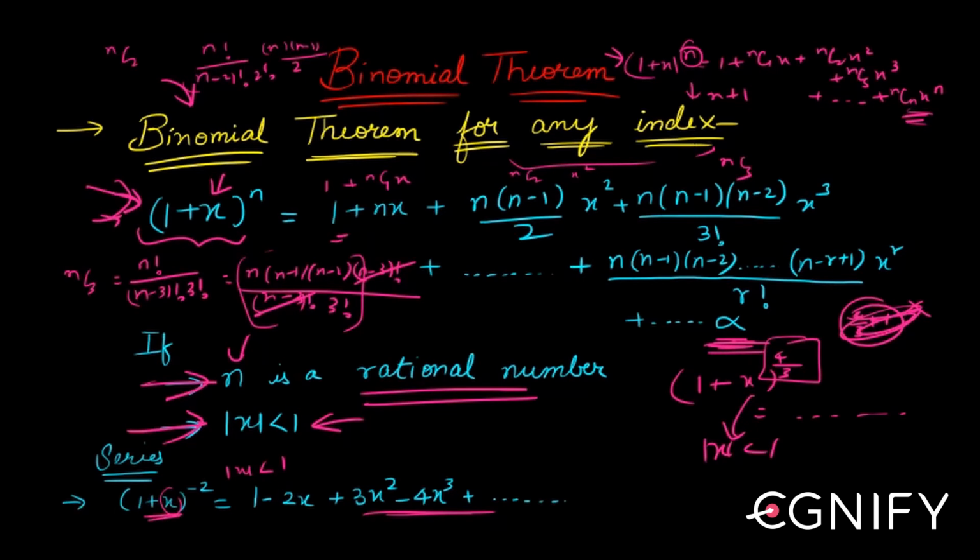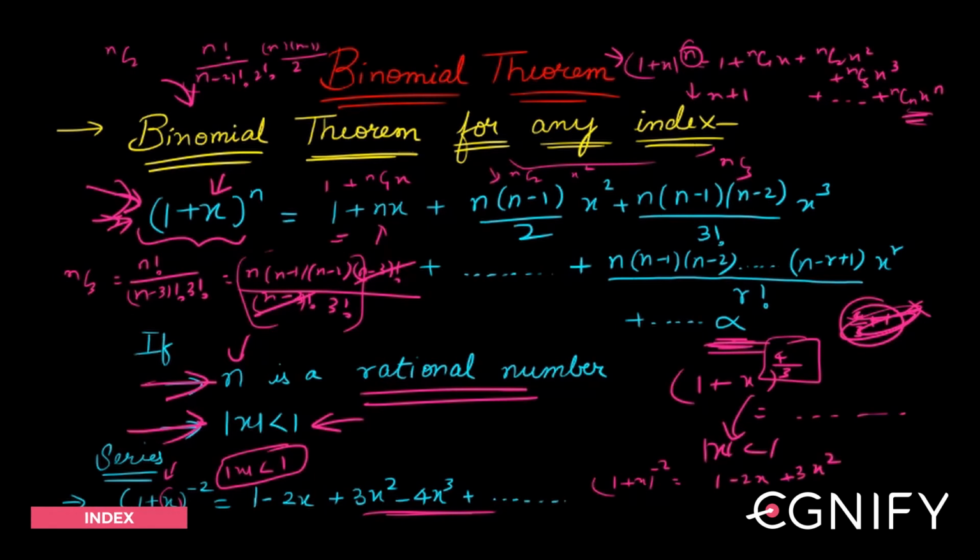So for instance, (1+x)^(-2). How do I get the expansion? I'll just place it here. Remember, I'm assuming that my |x| is less than 1. So (1+x)^(-2). How do you get the expansion? 1, instead of n, I'll put minus 2, so -2x. Instead of n, I'll put minus 2, what I'll get is +3x². You can put that and check. Instead of n, I'll put minus 2, I'll get -4x³. So like that, it just keeps going.